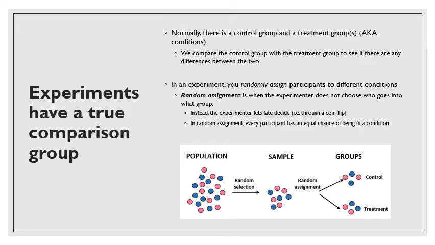Now, there is going to be one experimental design that I talk about where we don't talk about the terms of random assignment. However, random assignment is a very great way to help us determine a causal effect. Now, random assignment is when the experimenter does not choose who goes into what group. That is, they randomly assign who goes into what group. Instead, they let fate decide. This is through something like a coin flip or a random number generator of some sort.